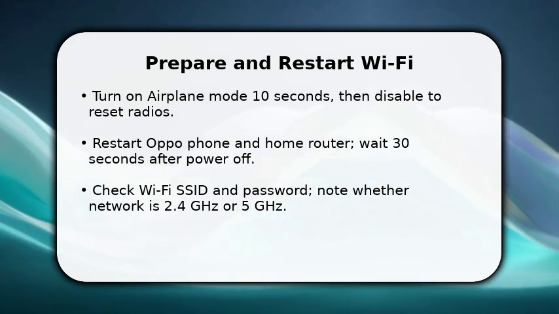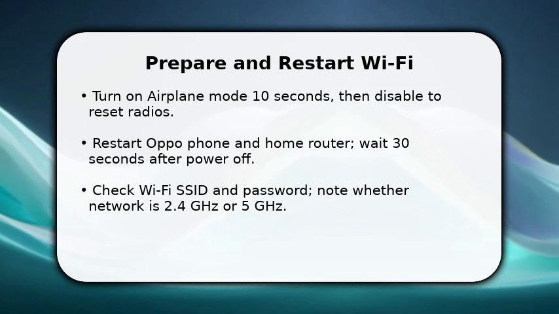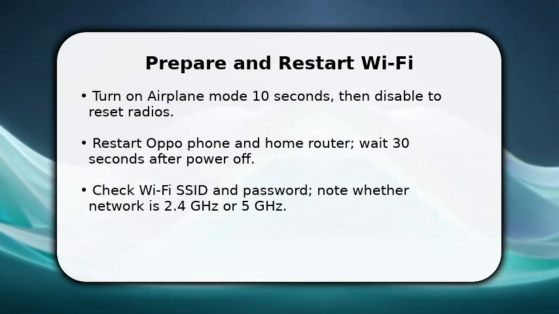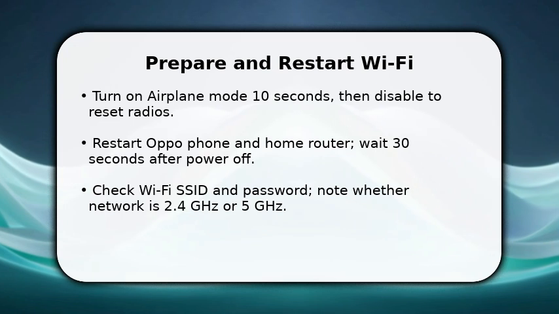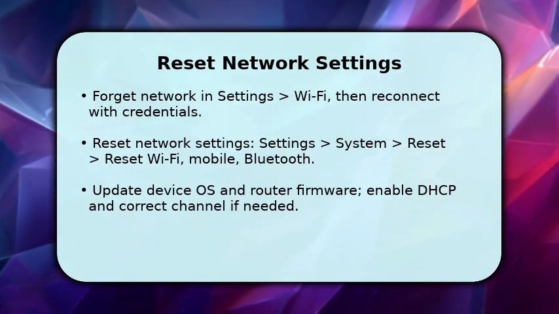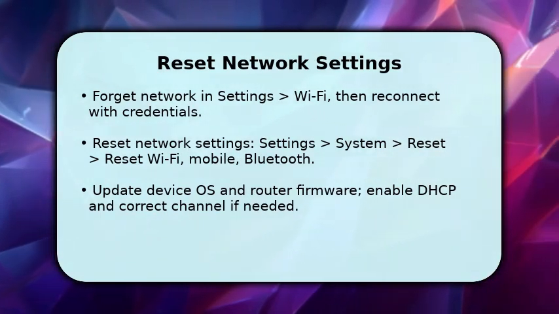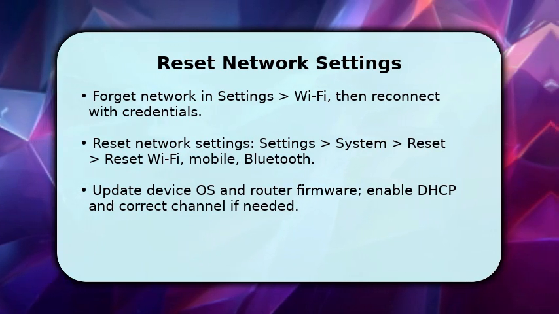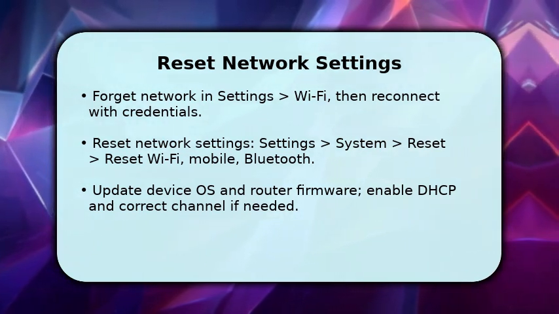Make sure you know whether the network is 2.4 GHz or 5 GHz, since Oppo devices sometimes prefer one band over the other. You should forget the problematic network first. Open Settings, go to Wi-Fi, tap the network and choose Forget, then reconnect with credentials to clear corrupted entries.